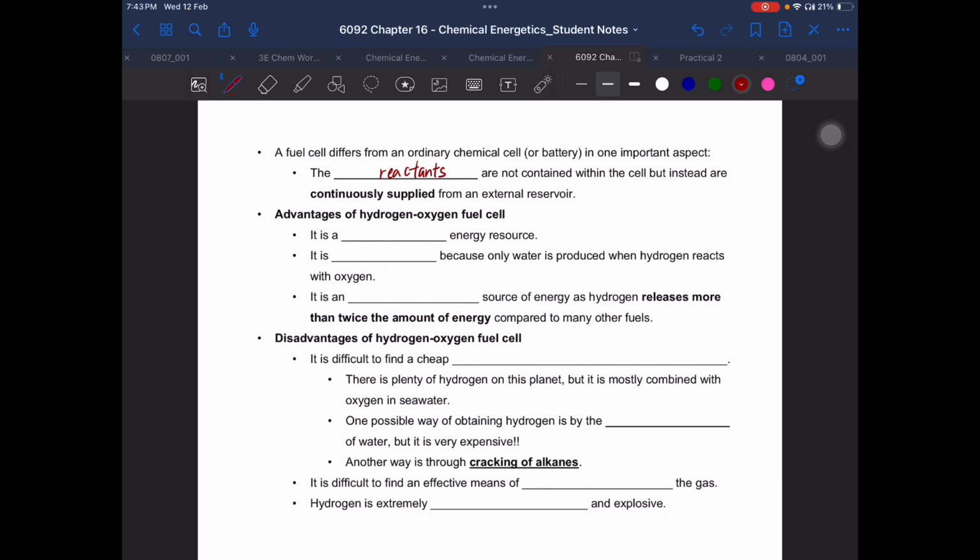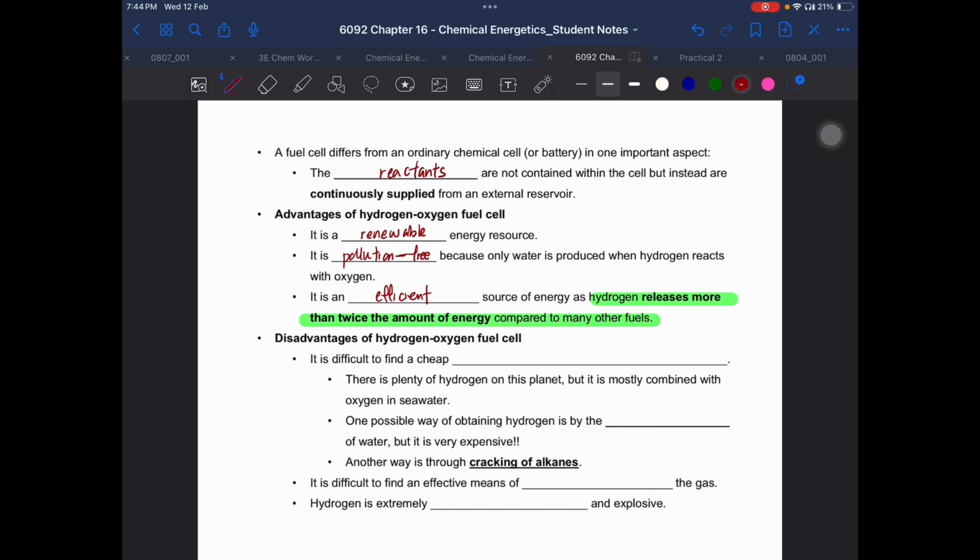Okay. In terms of the advantages of the hydrogen oxygen fuel cell or fuel cell in general, right? One of the key advantages is that these are actually what we call renewable energy sources, as compared to a fossil fuel. And the second one, like what I mentioned earlier, these are actually pollution-free fuels because they don't generate carbon monoxide or even greenhouse gases, etc. And last but not least, it is a very efficient form of energy source in the sense that hydrogen actually releases more than twice the amount of energy compared to many other fuels. So it's not only clean, in fact, it actually allows for more energy to come out. Therefore, it's a more efficient source of energy.